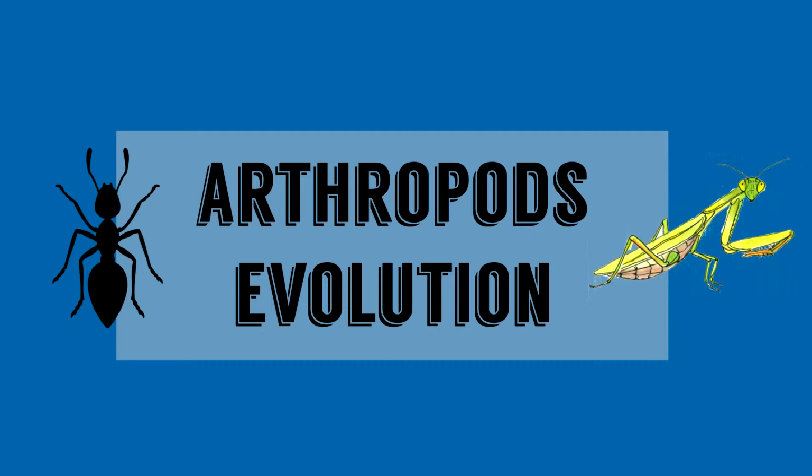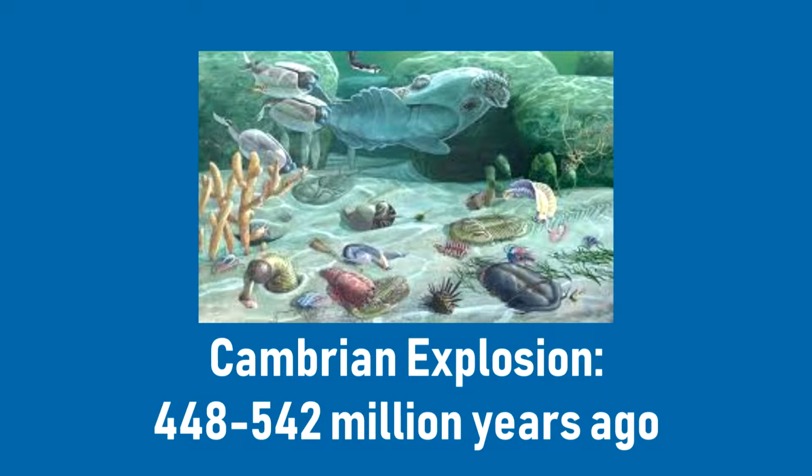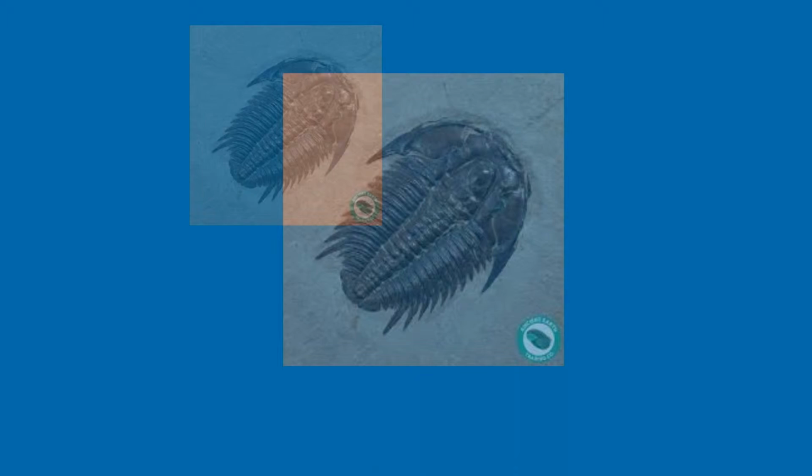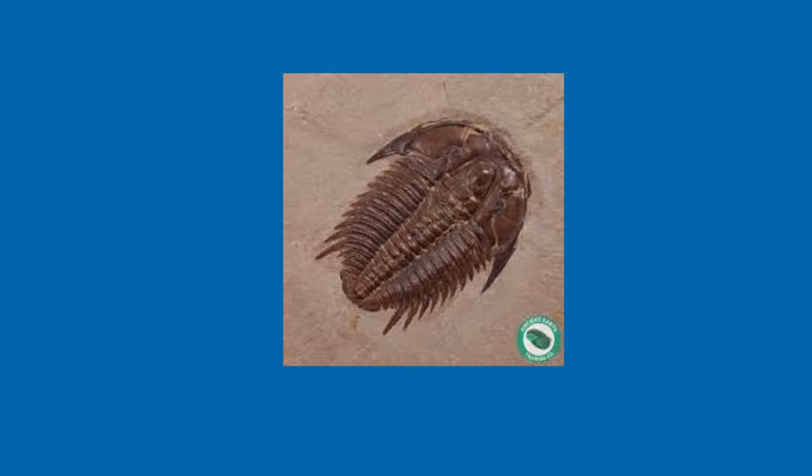All arthropods came from a common ancestor. Arthropods first appeared during the Cambrian period around 448 to 542 million years ago. The first arthropods were trilobites, meristomes, and crustaceans. Trilobites are the earliest known arthropods. They are a group of extinct marine arthropods. Chelicerates are the most similar to trilobites, however, they also share similarities to many myriapods, crustaceans, and insects.